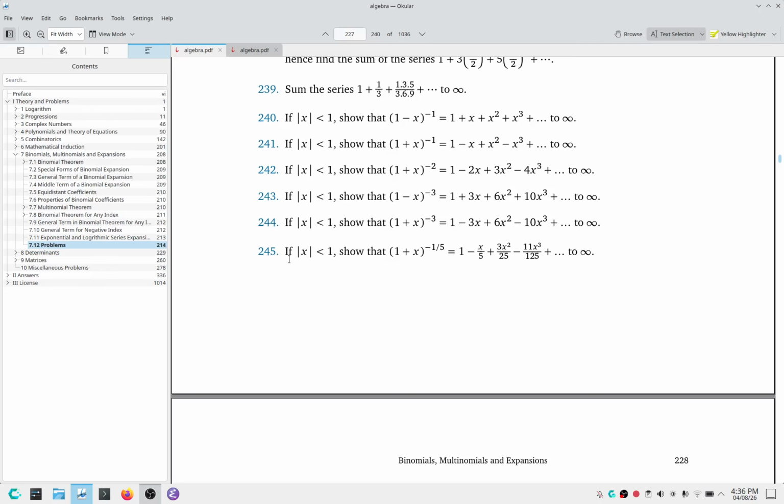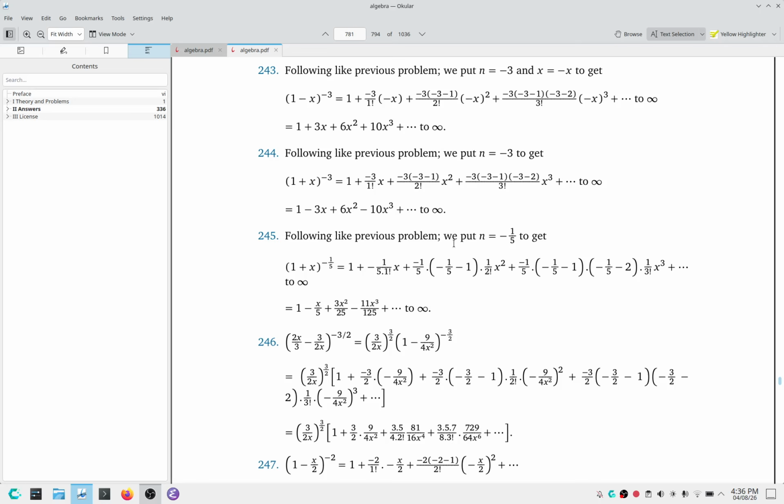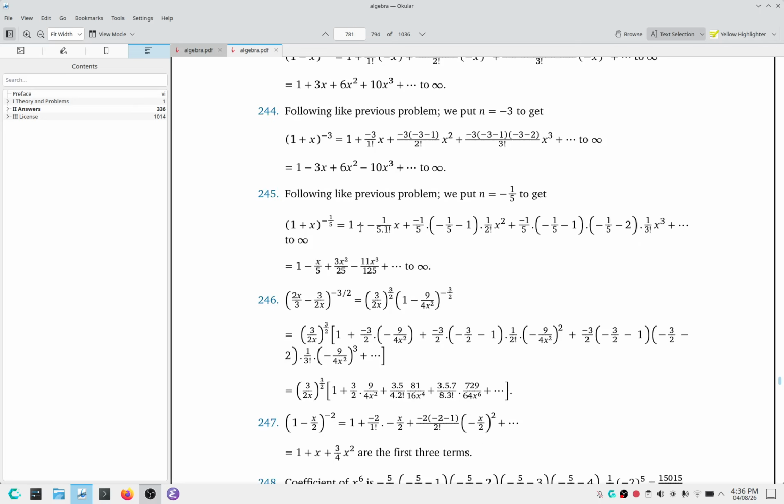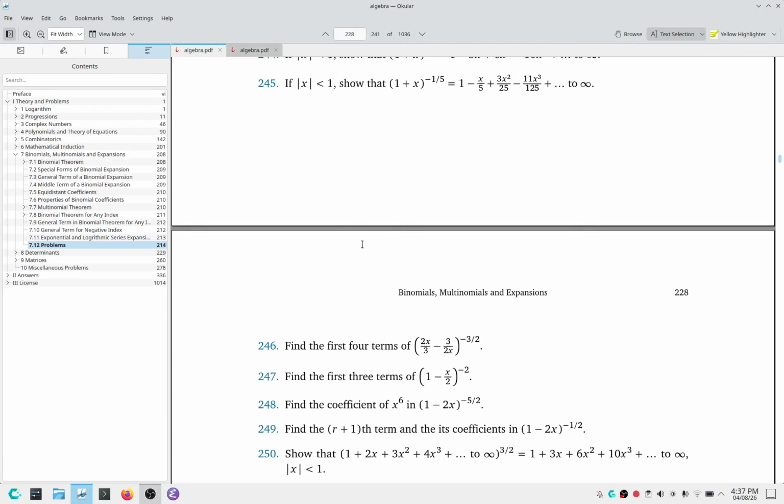Question 245 says that if mod of x less than 1, show that 1 plus x to the power minus 1 upon 5 is equal to 1 minus x upon 5 plus 3x square upon 25 minus 11x cube upon 125 and so on up to infinity. So the expansion is 1 plus minus 1 upon 5 times 1 factorial into x plus minus 1 upon 5 times minus 1 upon 5 minus 1 times 1 upon 2 factorial x square and so on, which is equal to 1 minus x upon 5 plus 3x square upon 25 minus 11x cube upon 125 and so on.